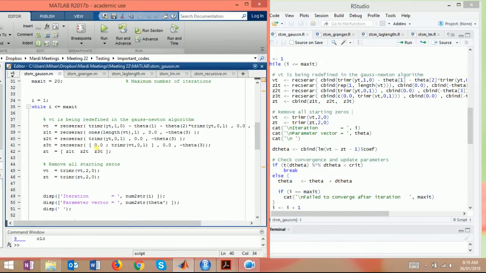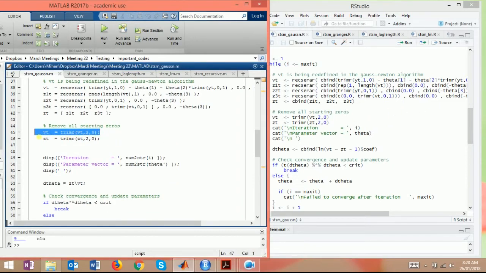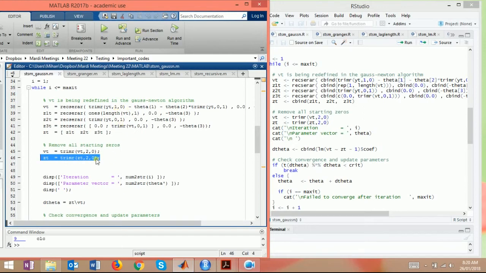Z3 on the other hand is psi, right? Psi parameter, so vt 0 1, and the column will start with 0 because that is the place where we have our phi located. Z3 will start with 0 and then go up until psi t minus 1. This is the place of vt, and then psi 1 vt minus 1. So you have ut, phi 1 ut minus 1, vt, psi 1 vt minus 1, 0 0 minus theta 3. Correct the error, column bind, then we column bind z1, z2, z3 and remove vt and zt starting zeros. We are removing starting zeros in all cases.